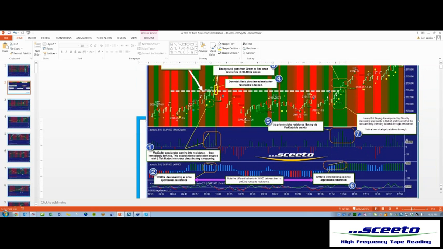Price goes up. We can go through every bar, but I don't think we have the time. Let's go back. What happens at resistance? It comes back up, right? Same old story.